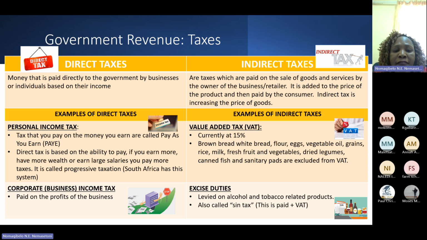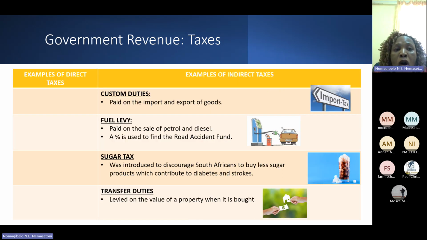And then we also have the excise duties, which are levies on alcohol, tobacco, and related products. And then we also have a sin tax that is paid for products that we want people to avoid using so that they are not going to end up being a burden on the government because they are unable to work because they are now addicted to these substances.